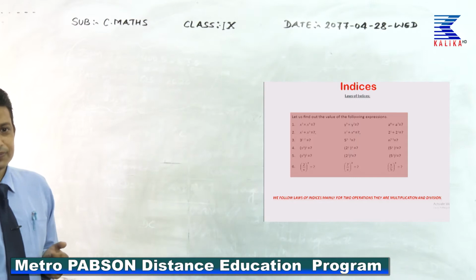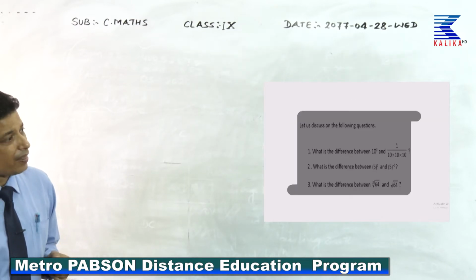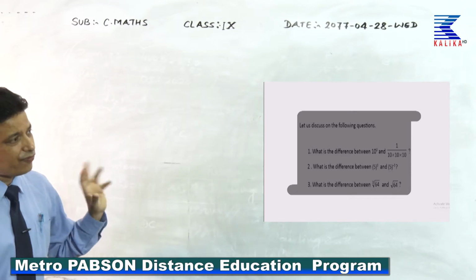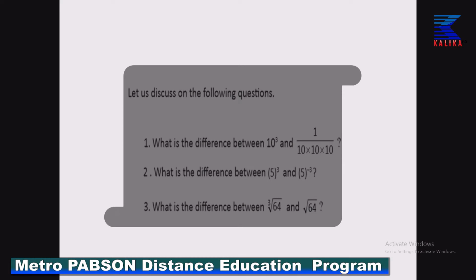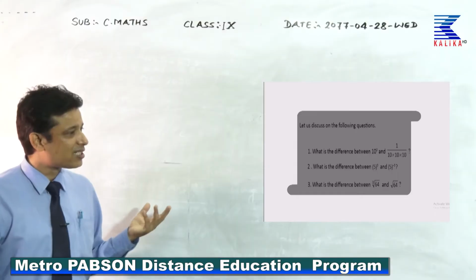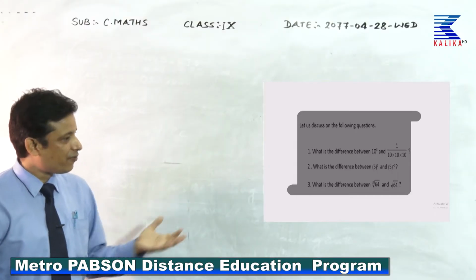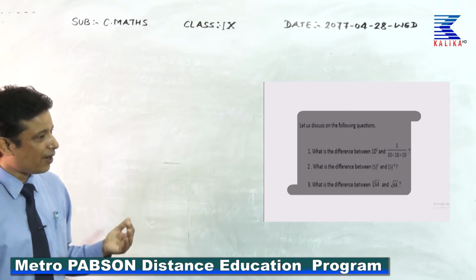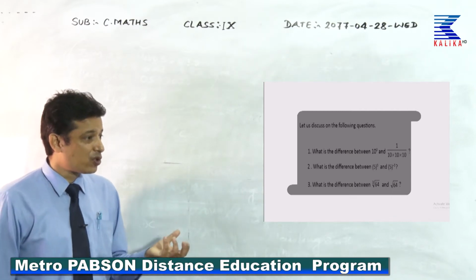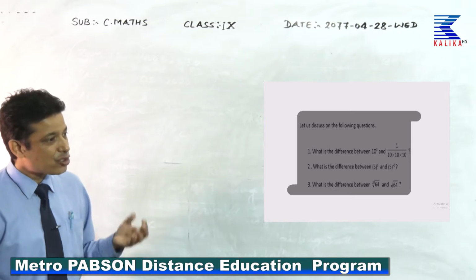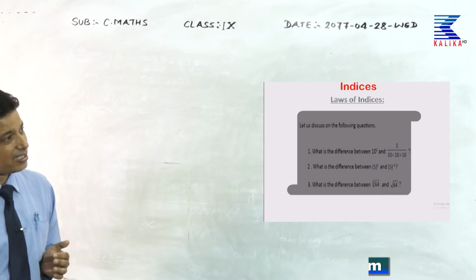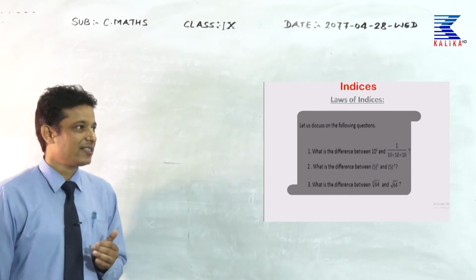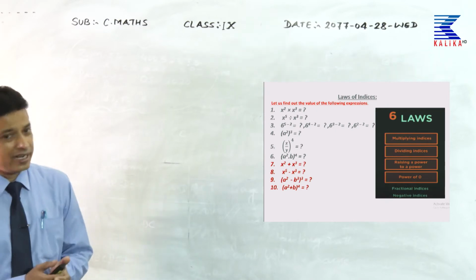So, today let us discuss the following questions. What is the difference between 10 cube and 1 over 10 multiply 10 multiply 10? Are they same or not? What is the difference between 5 cube and 5 to the power minus 3? What is the difference between cube root 64 and square root of 64? These all things we learn in the laws of indices. So, let us begin from here.